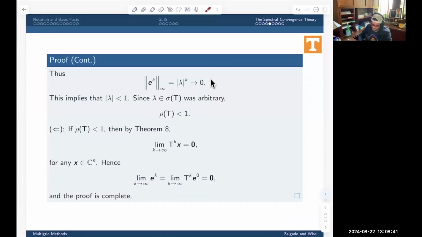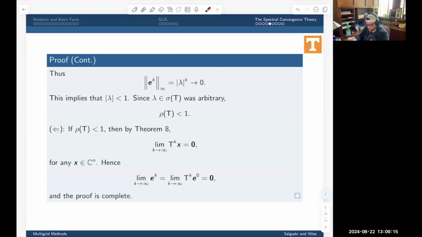That means that effectively lambda to the K has to go to 0. Or if you want to look at it this way, its modulus, okay? Or the modulus of lambda to the K power has to go to 0. All of those are equivalent. Well, the only way that this can happen is for lambda to be less than 1 in modulus, not equal to 1. That's the only way that can happen.